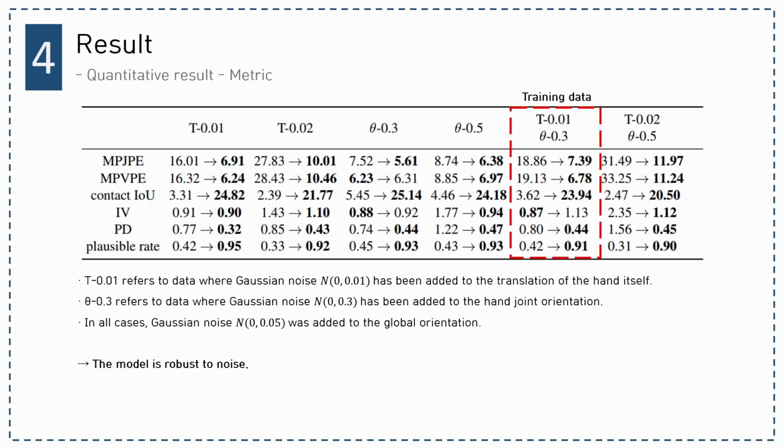This result measures various noise motions generated by the paper. T represents noise in the overall hand position. Theta represents noise in hand joint angles, and global orientation noise was applied to all noise motions. No changes were applied to the object's orientation and position except for global orientation adjustments, likely because altering the object's shape changes the grasping motion itself.